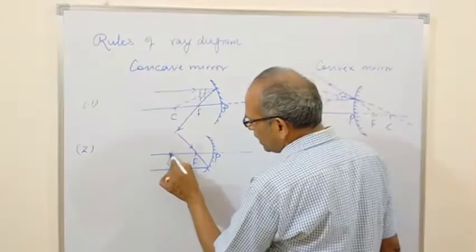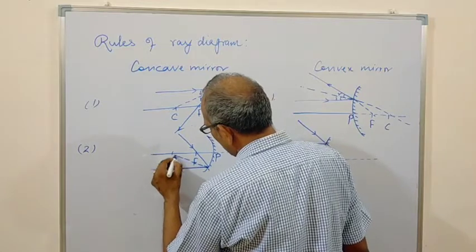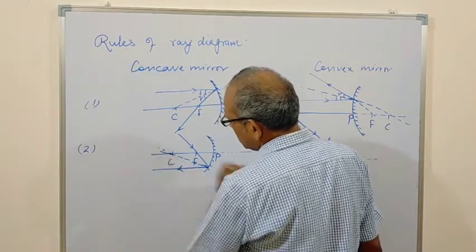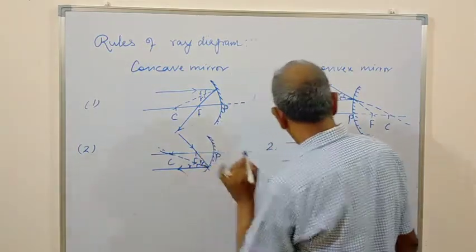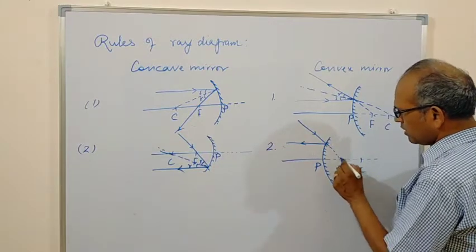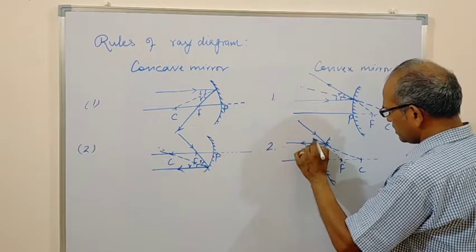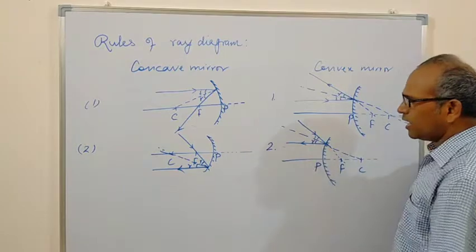Now to show the angle of incidence and angle of reflection, what I have to do? I have to draw one line passing through the center of curvature. So this is angle I and this is angle R. Similarly here also, I take one line from the center of curvature. So this is angle I and this is angle R.